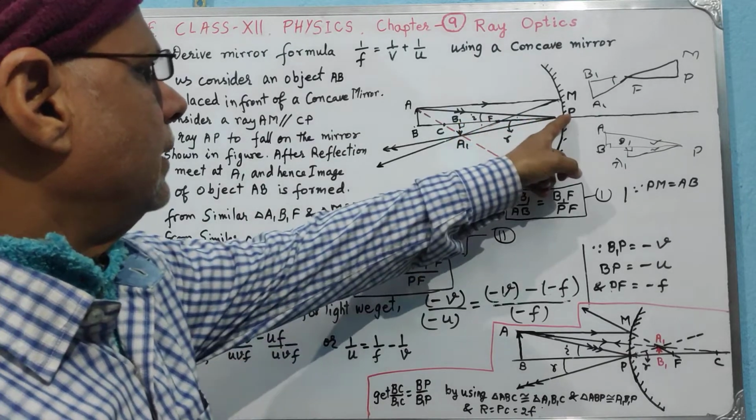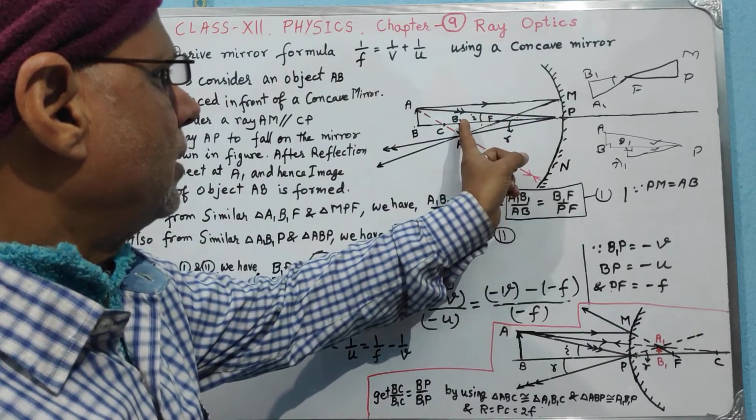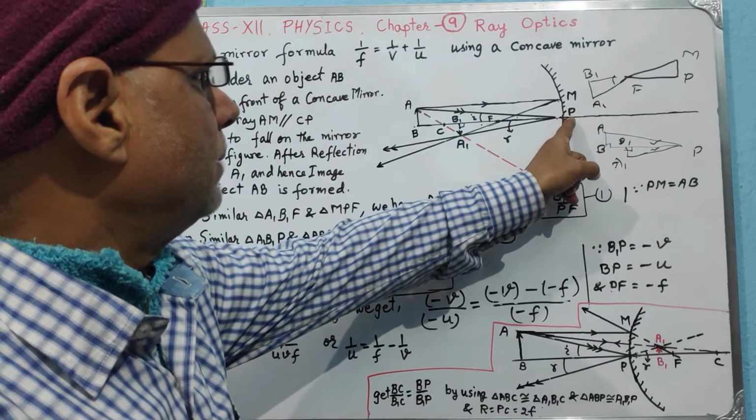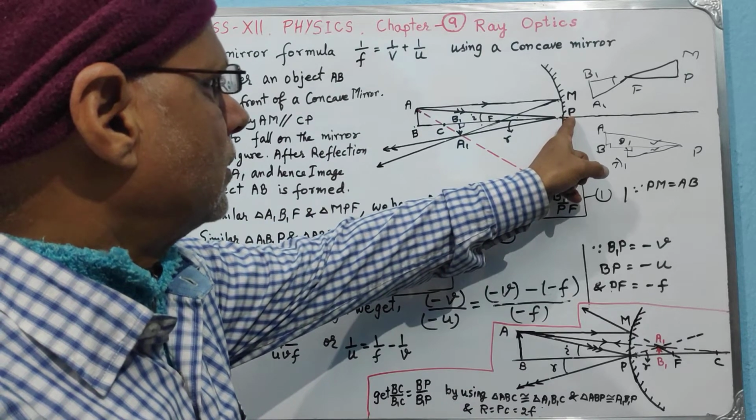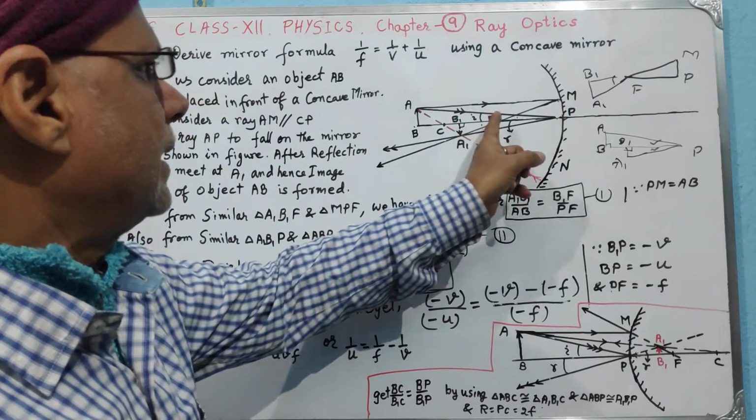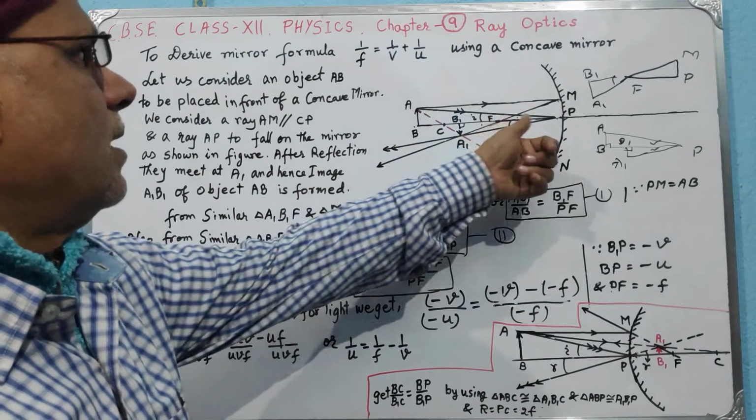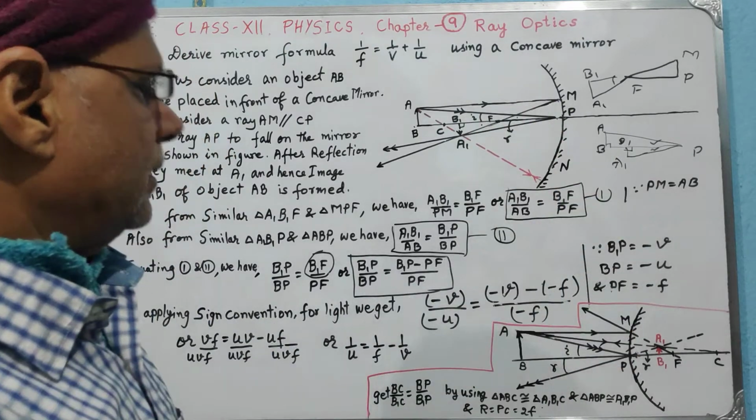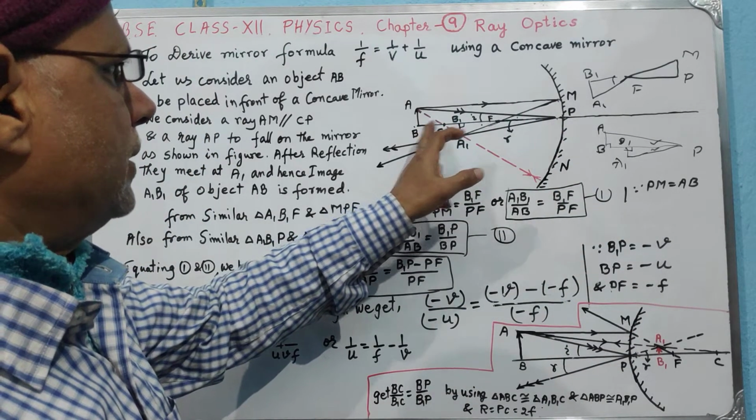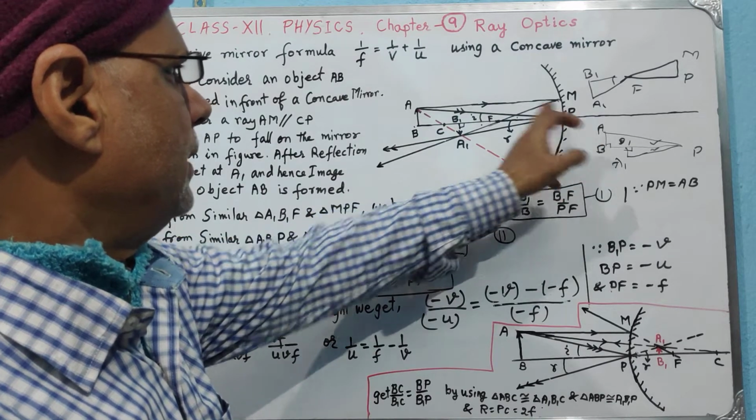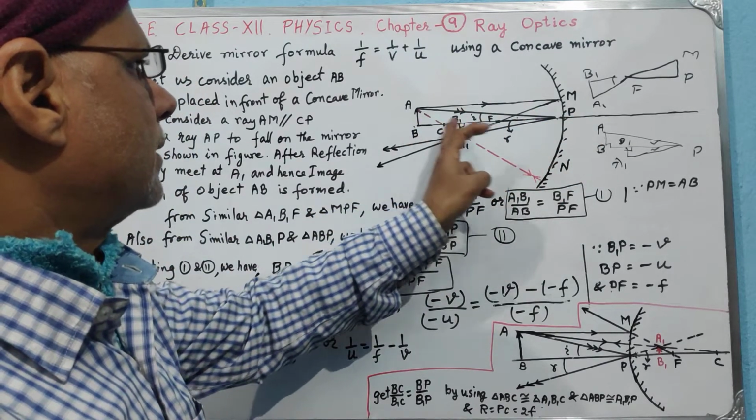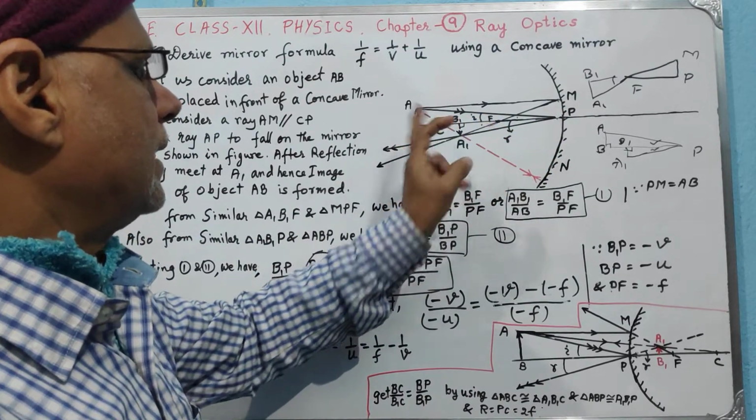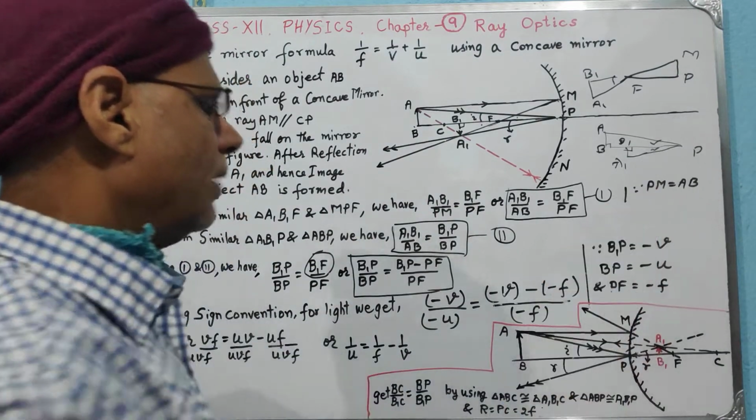what is B1P? B1P is the distance of image. So you start from point pole, keep the 0 marking of the scale coinciding with point P and move in this direction. That means you are moving against the incident ray, therefore image distance is negative. B1P is minus V. About BP, the object distance, you keep the 0 of the scale at point P and move towards B, and find the distance BP. Again you are moving against the incident ray, so you have BP equal to minus U.